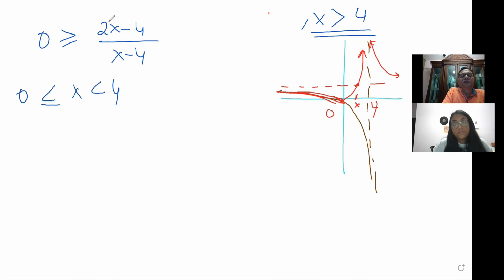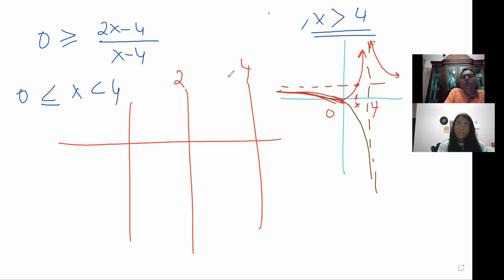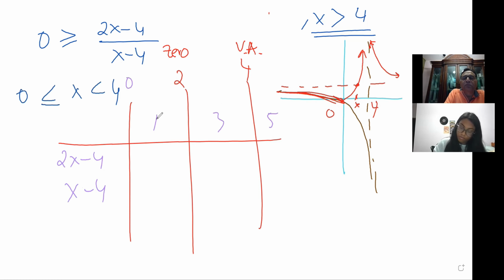So let's solve this. Now this has 0 at 2, right? And not defined at 4. So this is your 0. And this is your vertical asymptote, correct? So we can take test points from 0 to this place as 1, 3, and 5. And we have two factors, 2x minus 4 and x minus 4. So when you plug in 1, you get negative. When you plug in 3 or 5, you get positive. For x minus 4, we get negative, negative, and positive.